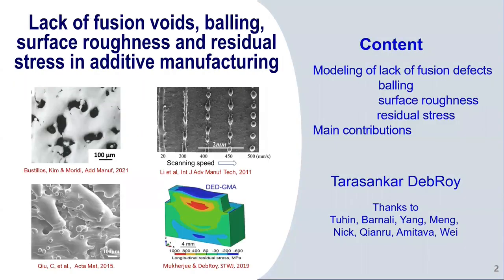The contents are here. Four topics I want to cover: lack of fusion defects shown here, balling that occurs at high scanning speed, surface roughness that is very common, and residual stress. Then summarize everything at the end.